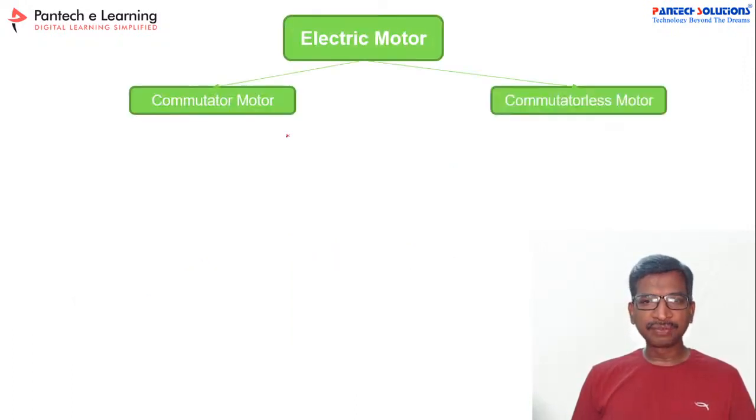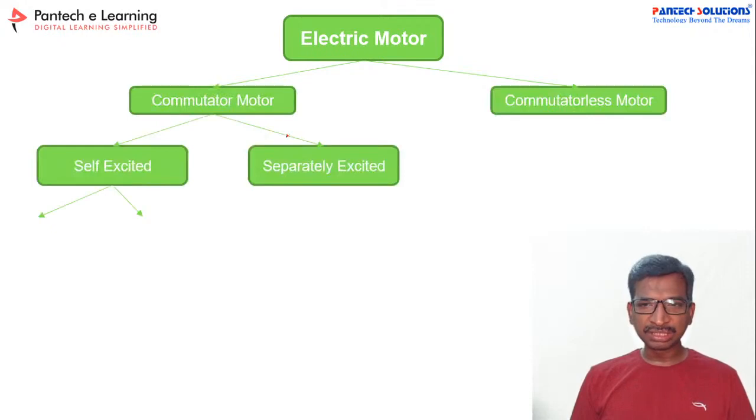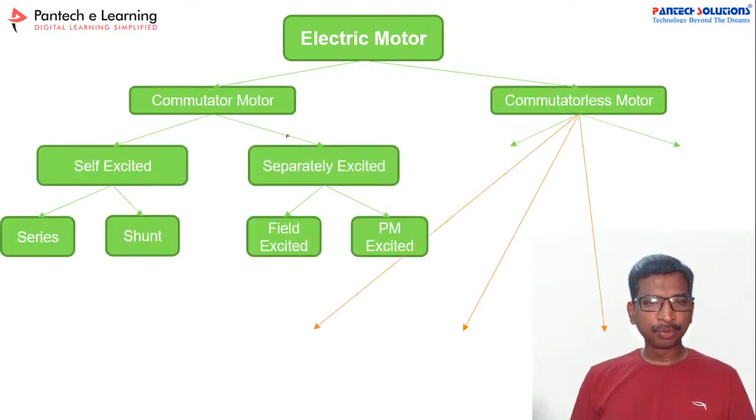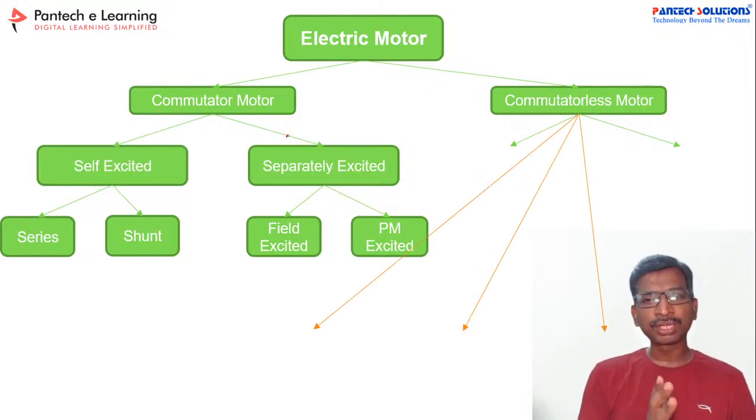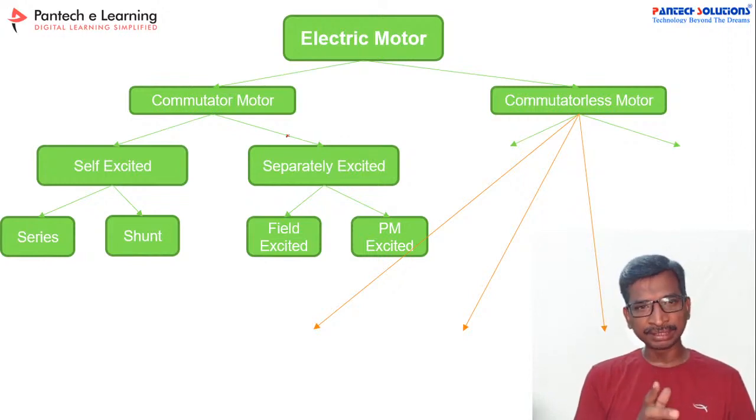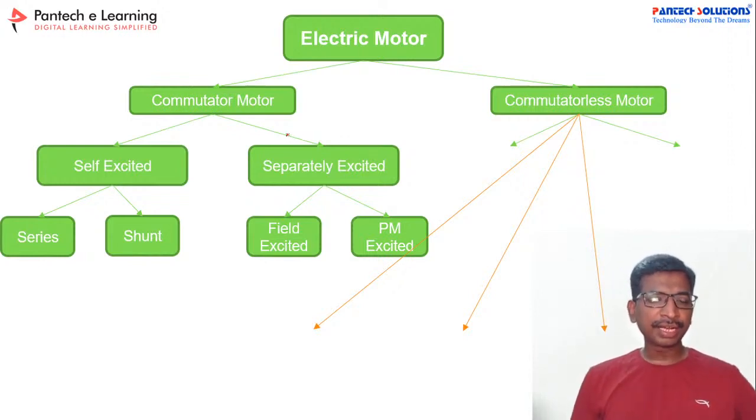Here there are different types of motors. We have already discussed the same concept. Motor types we have to classify basically under commutator motors and commutator-less motors. Under the commutator motor there are two different types: one is called self-excited and the other separately excited. Under these there are different types of motors, like series motor, shunt motor, compound motor, and field excited, permanent magnet excited.